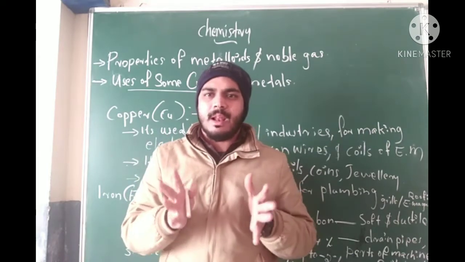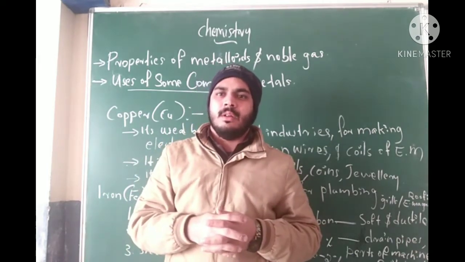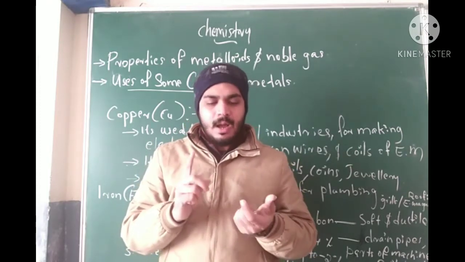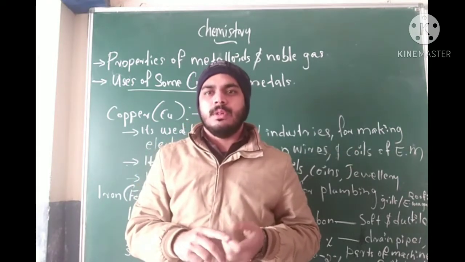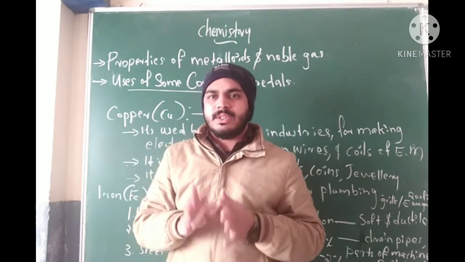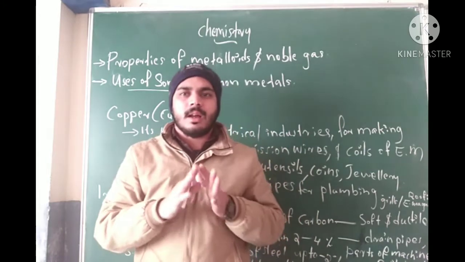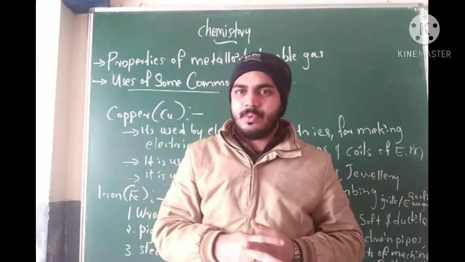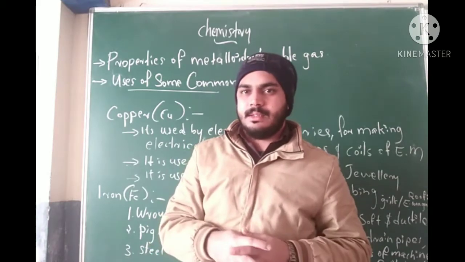What are the names of the noble gases? Helium, neon, radon, and krypton. These elements are called noble gases. This type of element can't react with any other elements to form a compound. That's why they are inert gases.